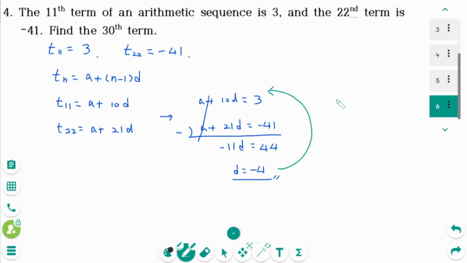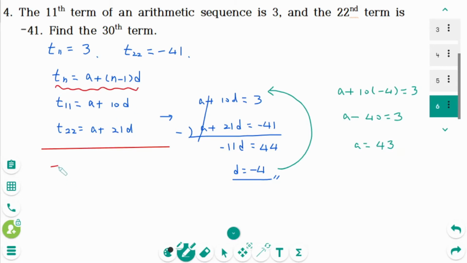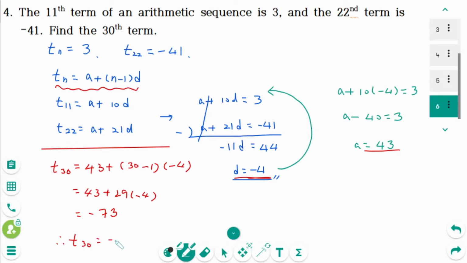Then put in here, a plus 10d equals 3. A minus 40 equals 3. That means a equals 43. Use the general term. T30 equals a, which is 43, plus 30 minus 1 times d, which is minus 4. Then 43 plus 29 times minus 4, which is minus 73. Therefore, T30 equals minus 73.